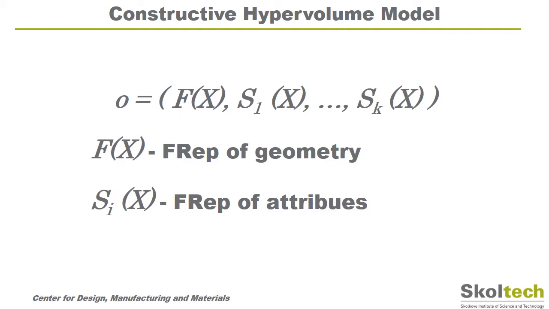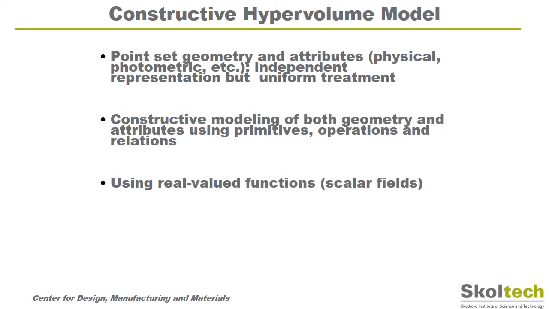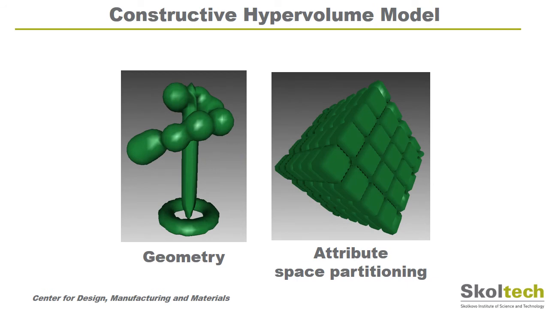For description of the heterogeneous objects, let's introduce the constructive hypervolume model, which consists of the geometry described by FRep and attributes described by FRep2. The constructive hypervolume model has independent representations, but uniform treatment both for geometry and for attributes. Geometry and attributes are constructed using primitives based on real-valued functions or scalar fields, and operations and relations. Here you can see an example of the hypervolume model construction.